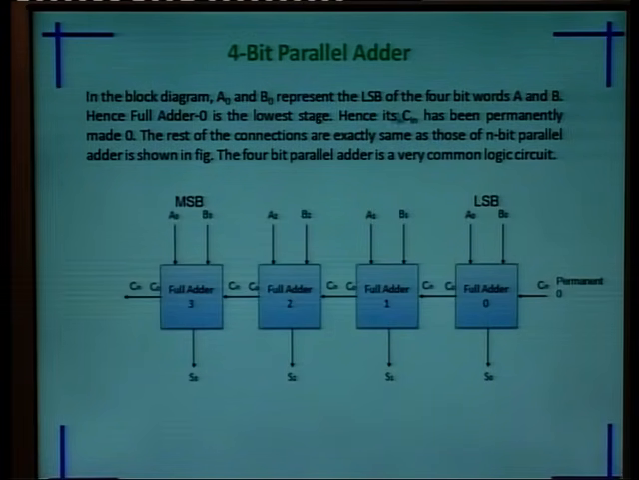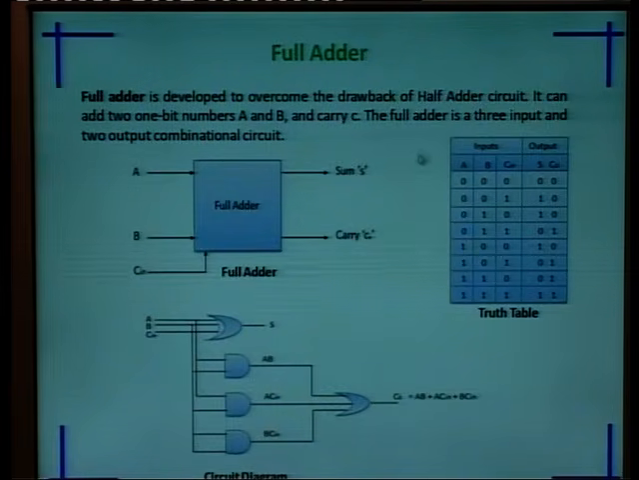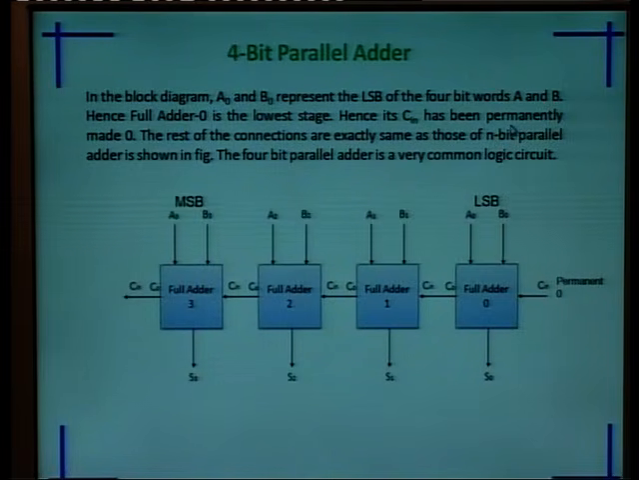Next is the 4-bit parallel adder. In the previous single bit adder we added one bit, but practically we require adding more bits in parallel. In this 4-bit parallel adder, we have the least significant bits A0, B0 and the most significant bits A3, B3, and our C in we have to keep permanently at 0. In this way we will get the sums S0 to S3 and carry out here.